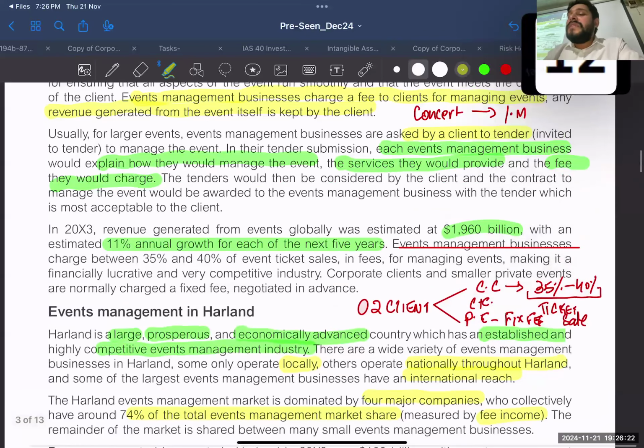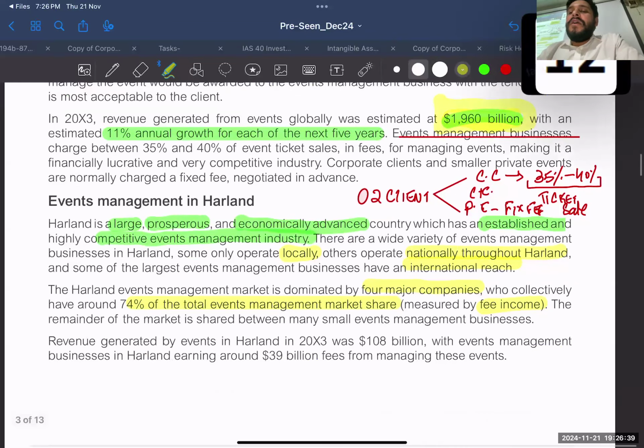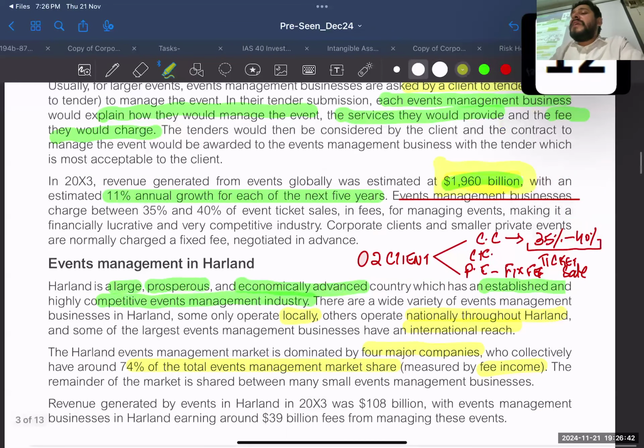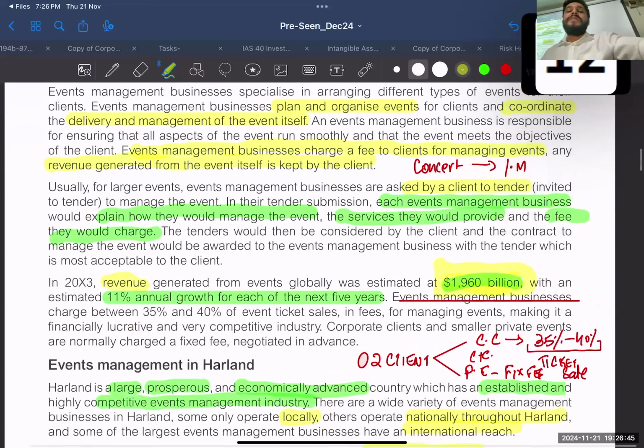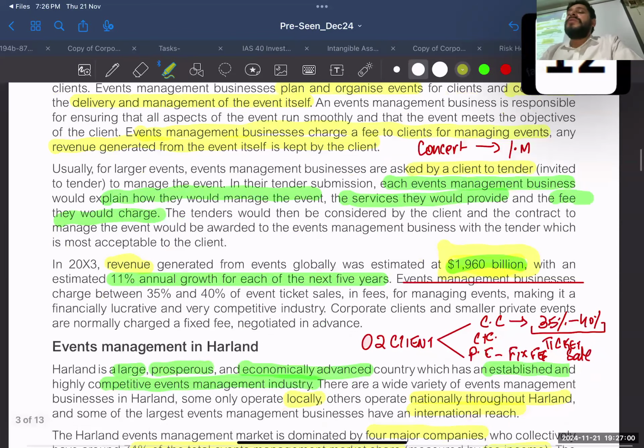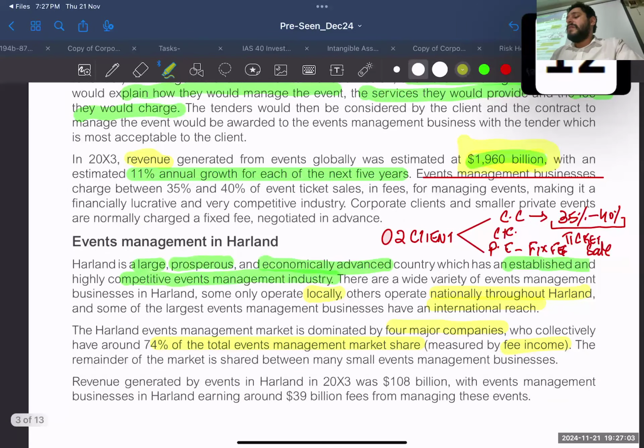Now, what do you understand by the fee income? This is the revenue that is being generated by the global. So if I multiply 1960 by 74%, I will be identifying the revenue of the first four companies. No, sorry, this is just the global revenue. So we need to identify Harlem's revenue, and once we have identified Harlem's revenue, we will be multiplying it by 74%. This is not the revenue that we'll be using.